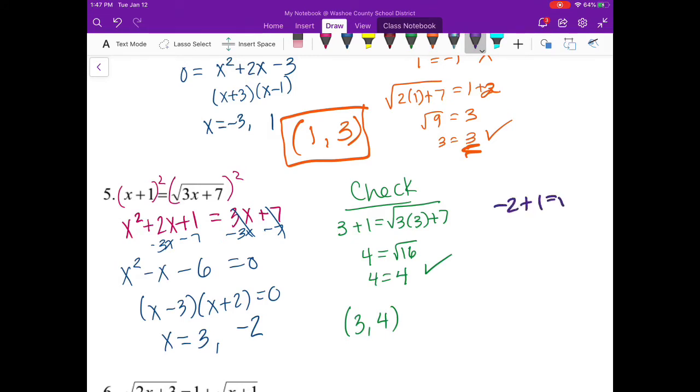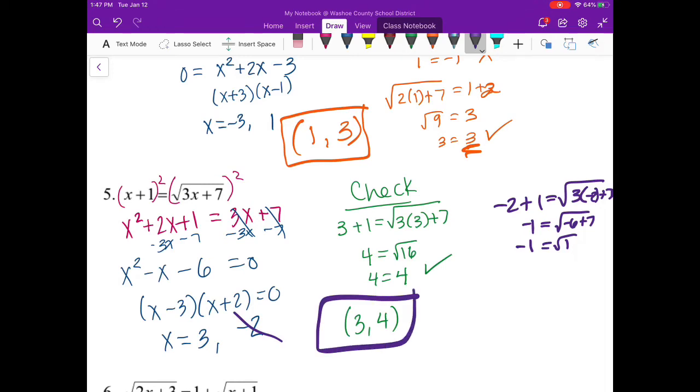So I'm substituting in negative 2 and 4x plus 7. So here I get negative 1 equals, on the inside I get negative 6 plus 7, which is just the square root of 1, which does not equal negative 1, so that's not going to work. My only answer and point of intersection is going to be 3, 4. So both of these equations intersect at the point 3, 4.